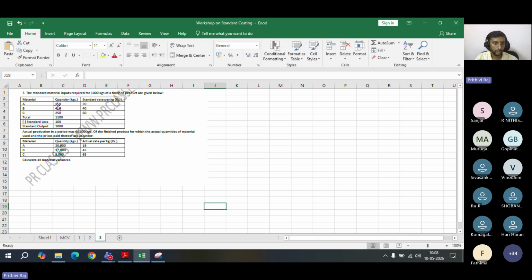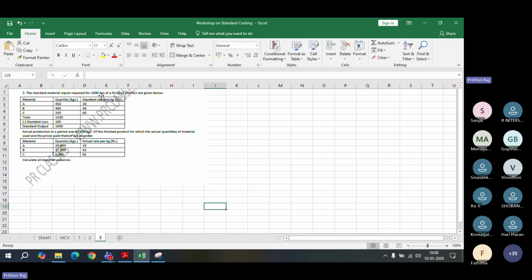Okay, I'll read the question. The standard material input required for 1000 kgs of finished product are given below. So this first table is for standard. Metal A 450, metal B 400, C is 250 kg. Standard rate they are given 20, 40, 60. So 1100. Standard loss 100 kgs and standard output is 1000.